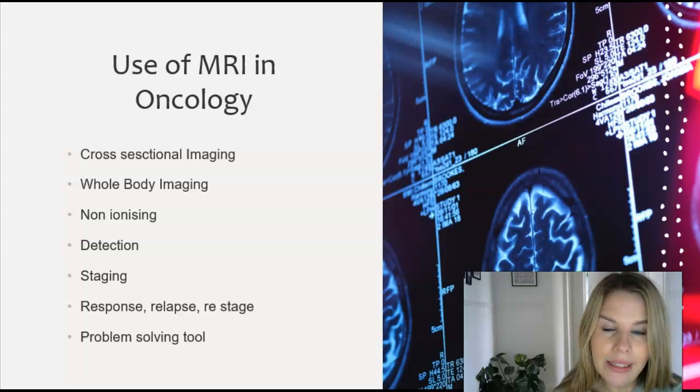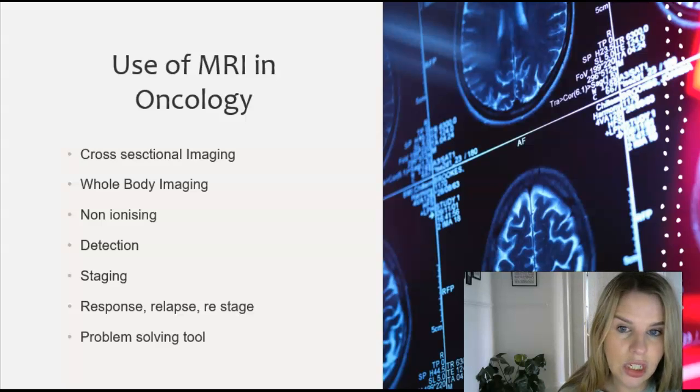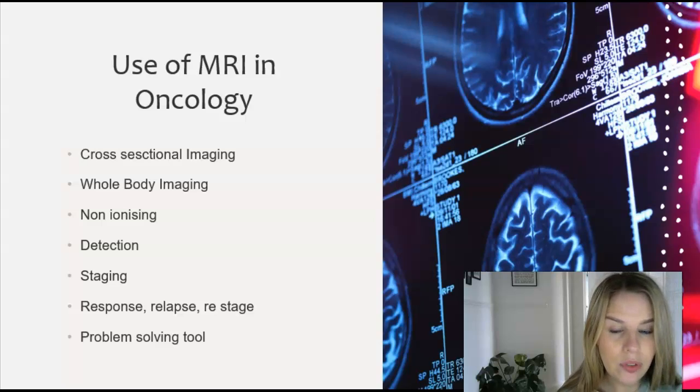But essentially MRI is used in lots of different ways when it comes to an oncology patient. So it can be used to detect the tumour, it can be used to stage the tumour, it can be used to monitor the patient's response to treatment, potentially if the patient has a relapse, and it can also be used to restage. So one of the big things about MRI really in oncology is that it's an excellent problem solving tool.